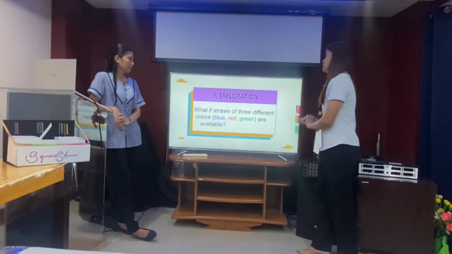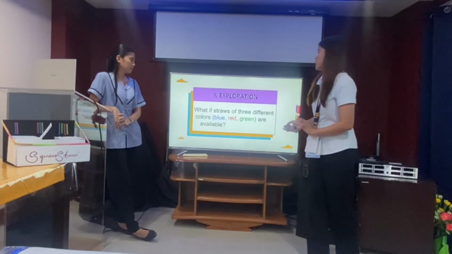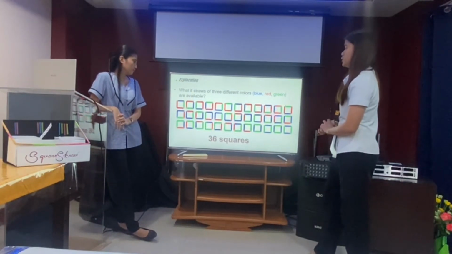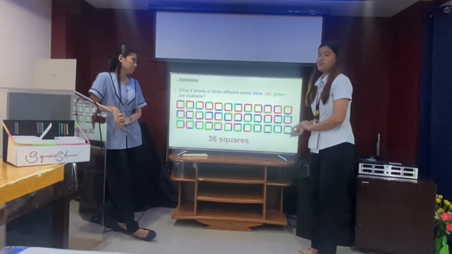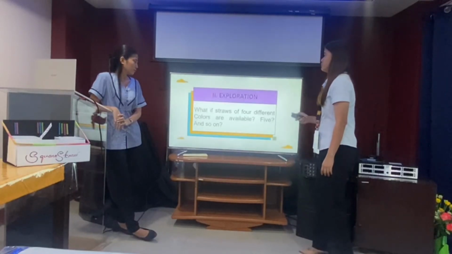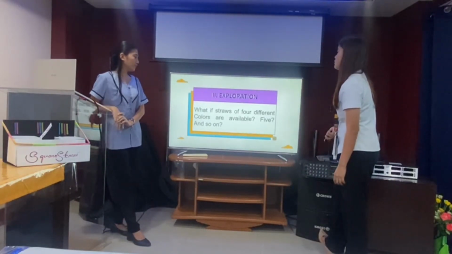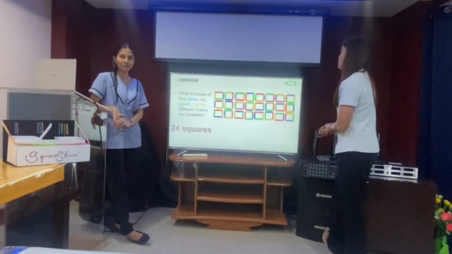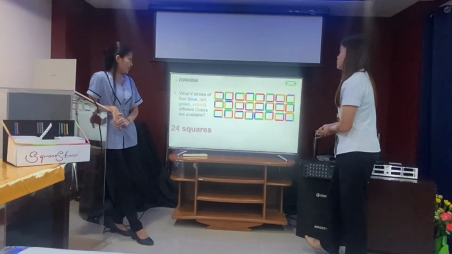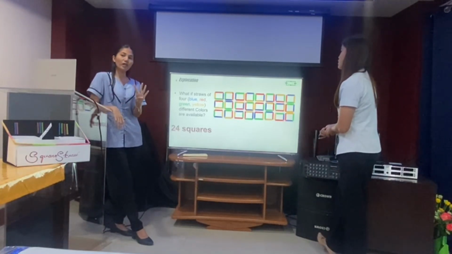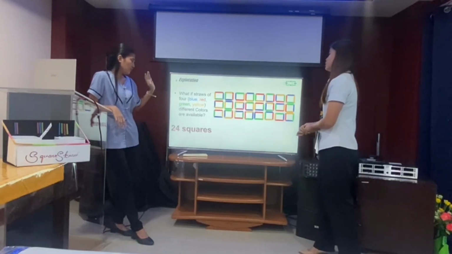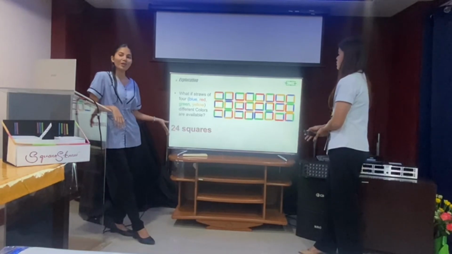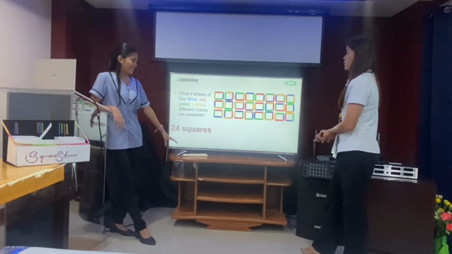So what if the straws are of different colors? We have 3 different colors of straws. So we can make 36 squares from 3 different colors of straws. What if the straws of 4 different colors are available? So first, we have 4 available colors, and based on our investigation, we found out that we will have 24 unique squares.